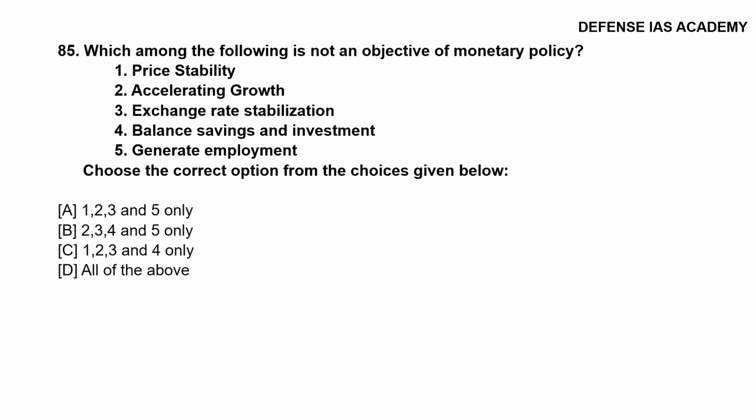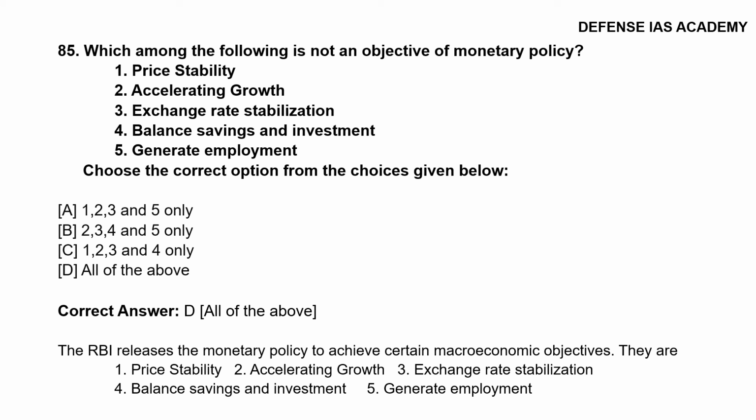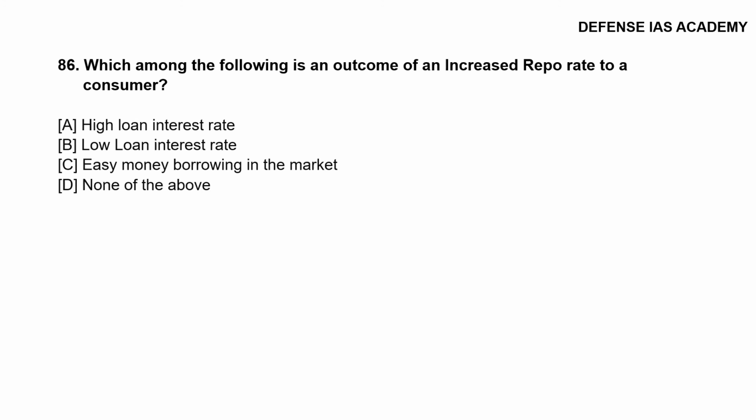Question 85. Which among the following is not an objective of monetary policy? 1. Price stability. 2. Accelerating growth. 3. Exchange rate stabilization. 4. Balance savings and investment. 5. Generate employment. Choose the correct option from the choices given below. The correct answer is option D, all of the above. Means price stability, accelerating growth, exchange rate stabilization, balance saving and investment, generate employment, all are objectives of monetary policy. The RBI releases the monetary policy to achieve certain macroeconomic objectives.